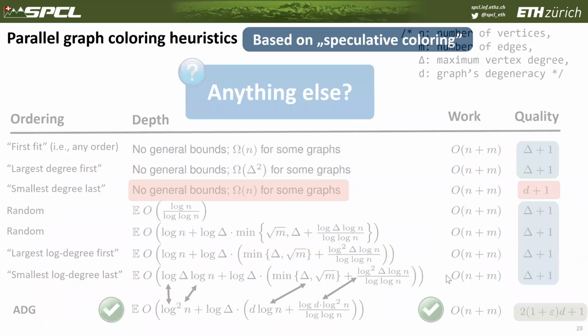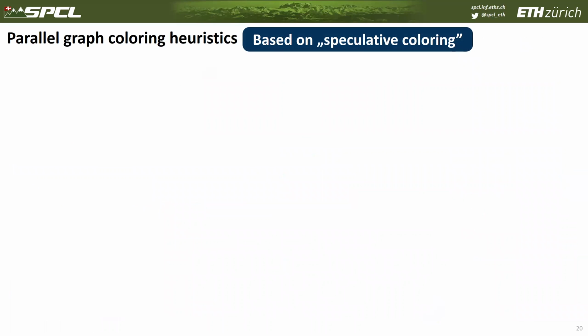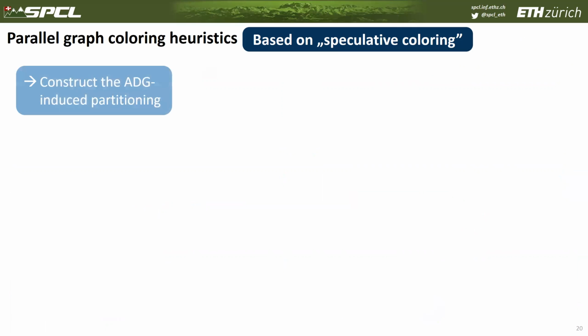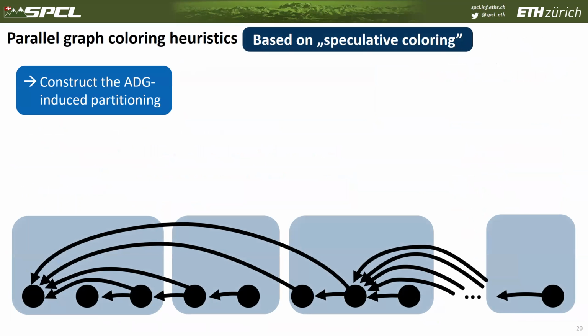Is that everything? Well, not really. So I was all the time talking about these scheduling-based parallel coloring heuristics, but there's also a second family, which is so-called heuristics based on speculative coloring. I'm just going to sketch some intuition here. So these are different schemes, and we also introduce a variant based on ADG, which also comes with some improvements. In our scheme, what we are doing is recording this ADG-induced partitioning.